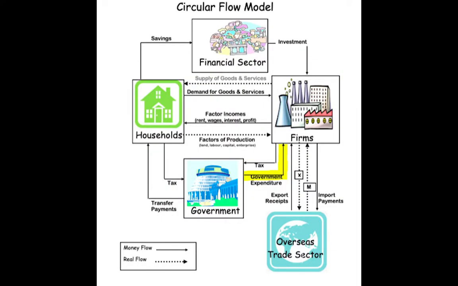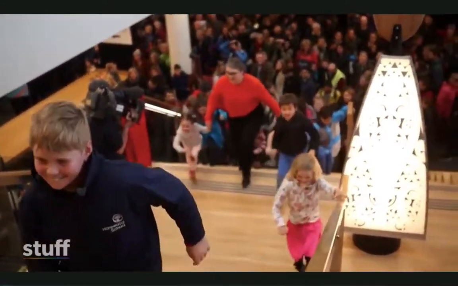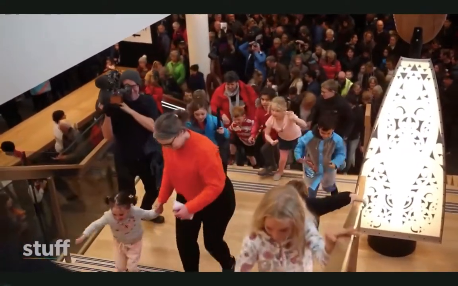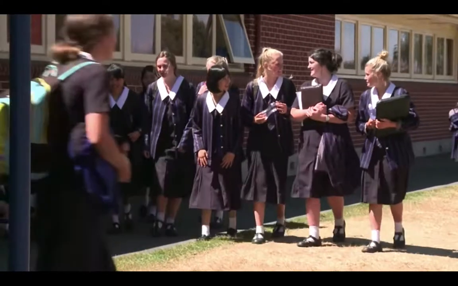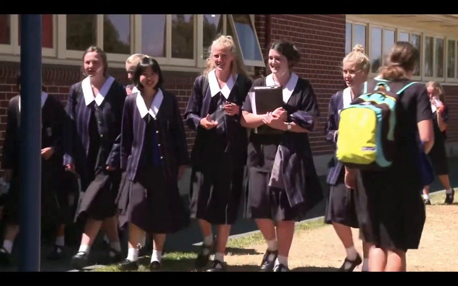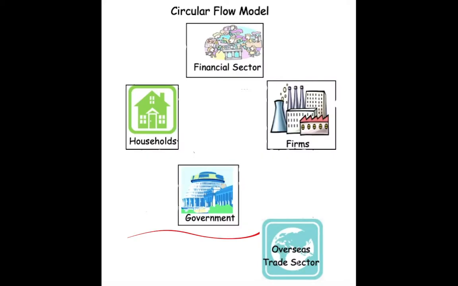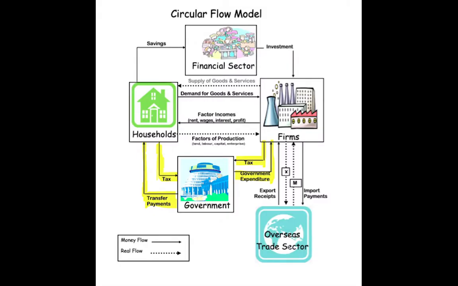The last flow for firms is government expenditure. The government will pay firms that provide services for all taxpayers, such as public libraries, hospitals, and public education. The next sector we will be looking at is the government, or public sector. There are 4 money flows connected to the government, 2 coming in and 2 going out.